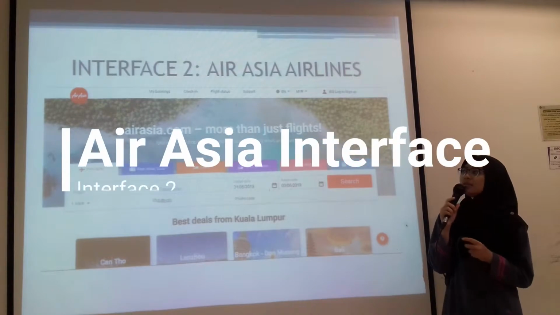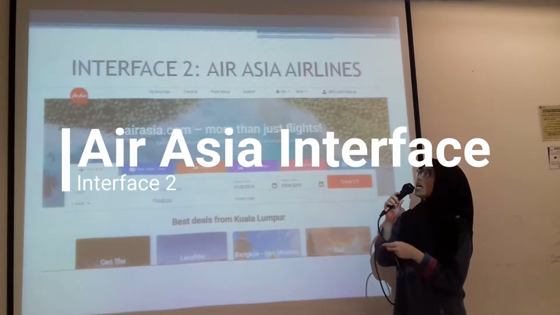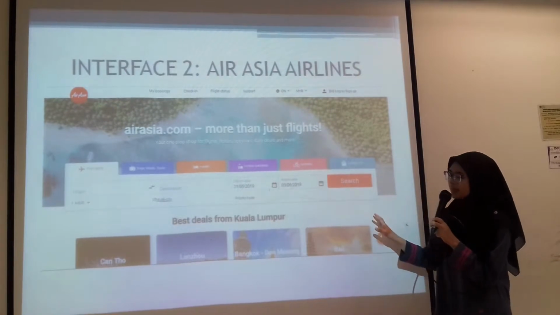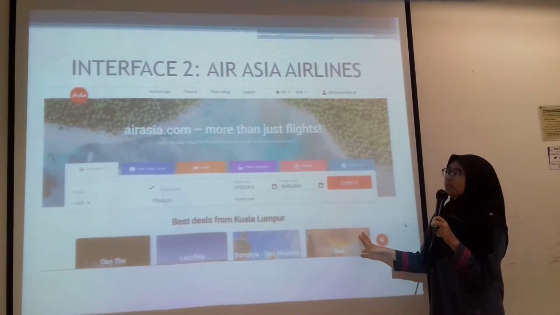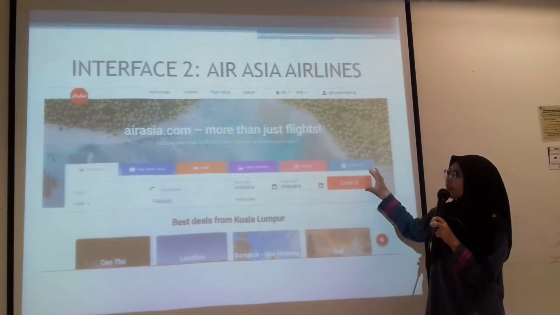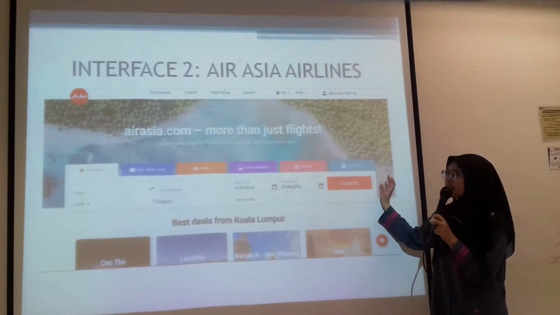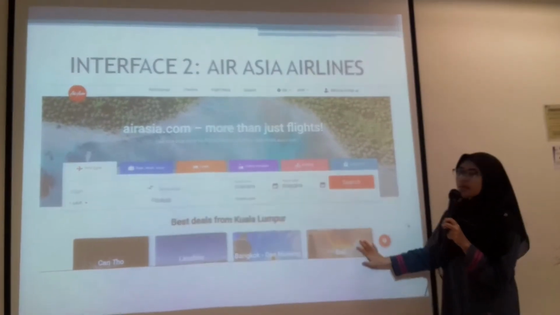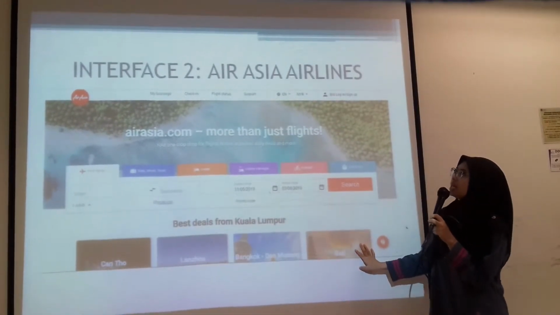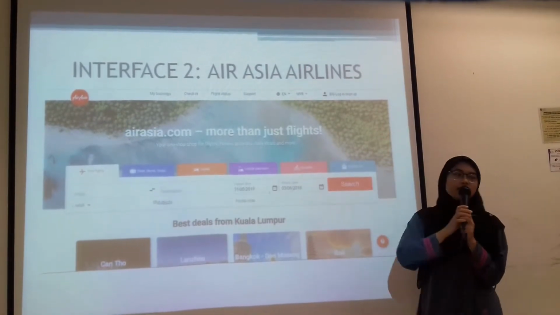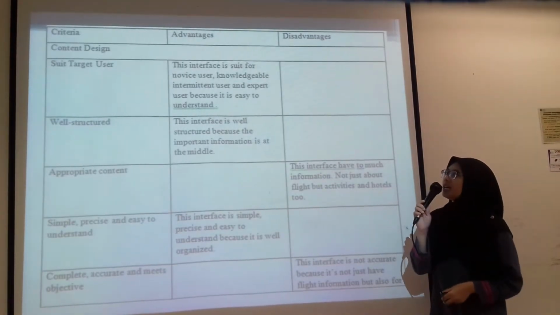Okay, the second interface we choose is Asia Airlines. This is the main interface of the website, where we have the booking site at the middle, and then the information is at the bottom of the interface, and then we have the header, which is using the hyperlink. Next.